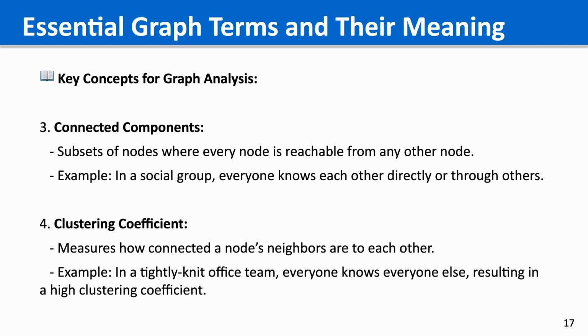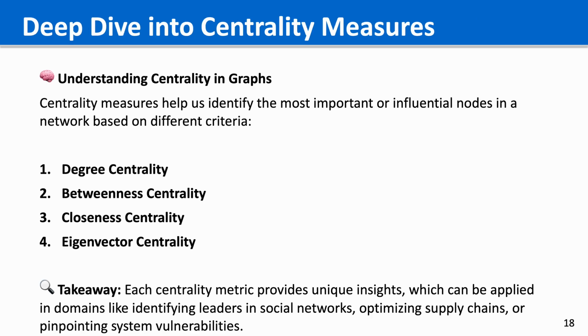Think of connected components like groups at a school festival. Each group hangs out within itself but might not talk to other groups. The clustering coefficient, that's how cliquey a group is. If your friends are all also friends with each other, you're in a high clustering squad. These ideas help us figure out who's in tight circles and who might be more connected across communities.